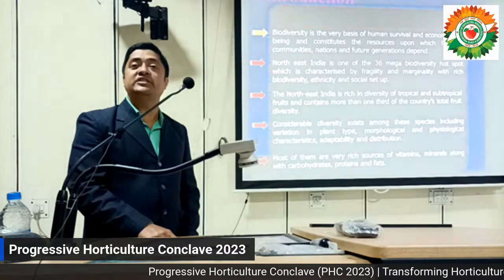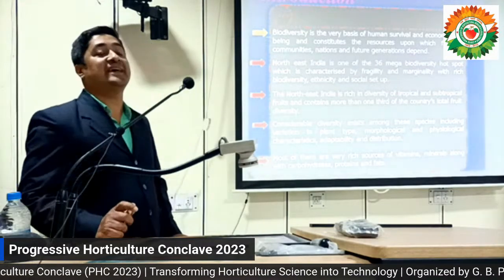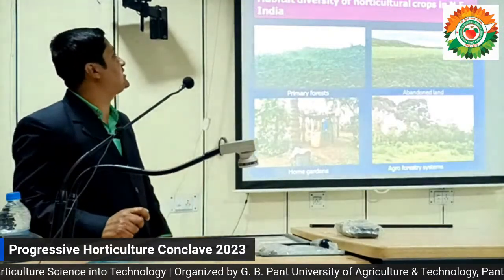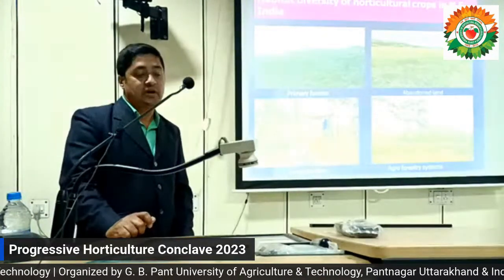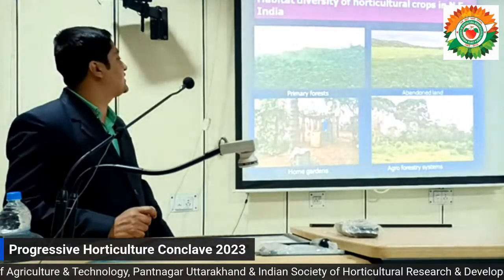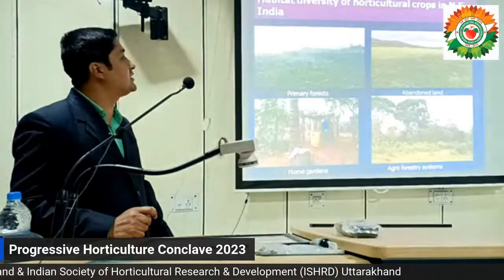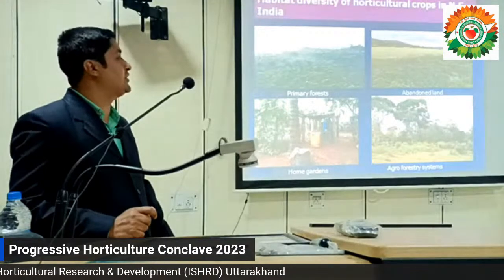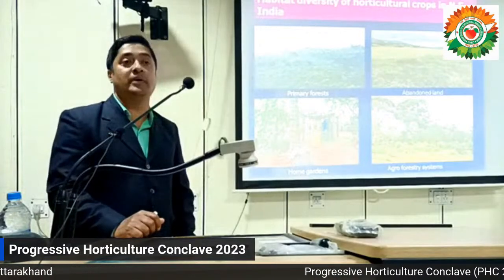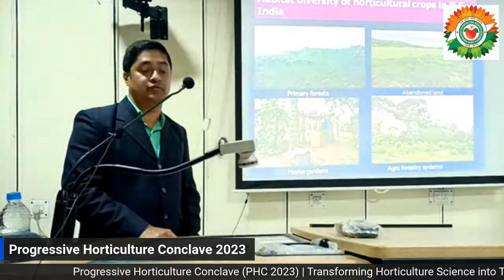In addition to the commercial varieties of horticultural crops, this region has a large number of underutilized horticultural crops. If we look at the habitat diversity of horticultural crops in the northeastern region, in many states like Mizoram there are still primary forests, and many horticultural crops are found there. In addition, they are found in abandoned land, home gardens, and agroforestry systems. In every household of Northeast India, there are home gardens at the backyard, where they grow one or another type of fruit crop.